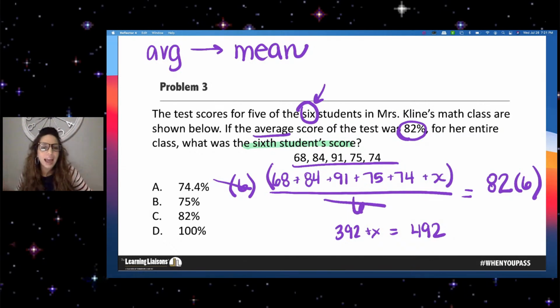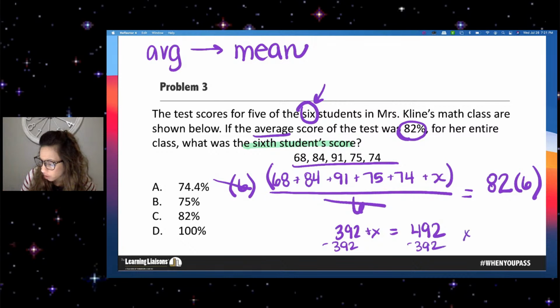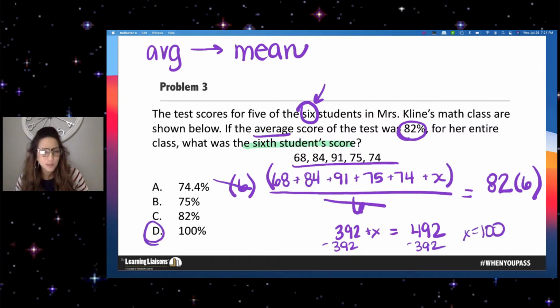All right, how do I find X? Subtract 392 from both sides. So X equals 100. That means that the 6th student's score is a 100. Good job, 6th student, for getting 100 on your test. All right, let's keep going to problem 4.